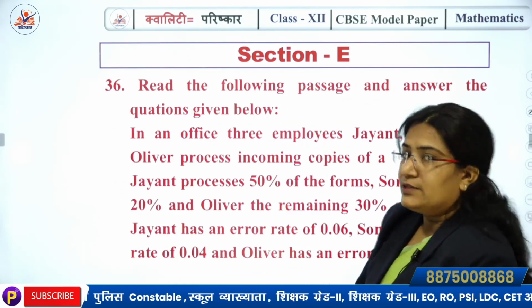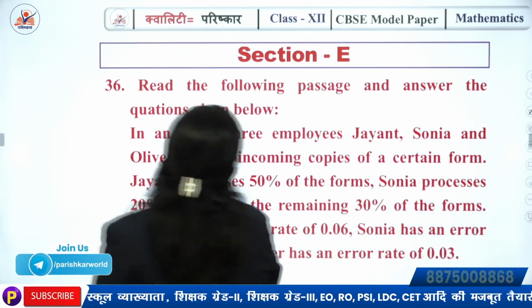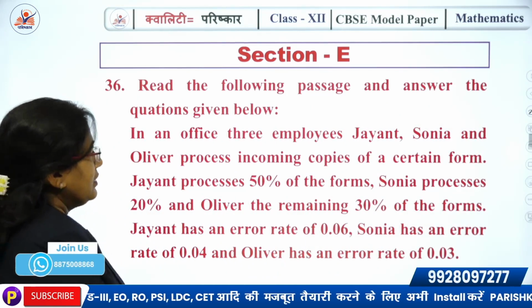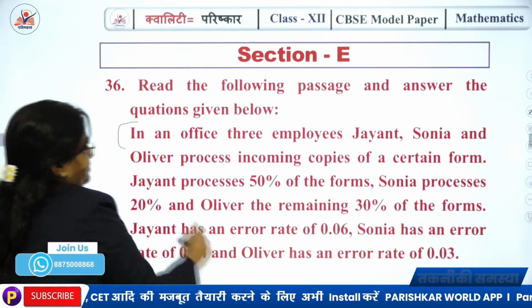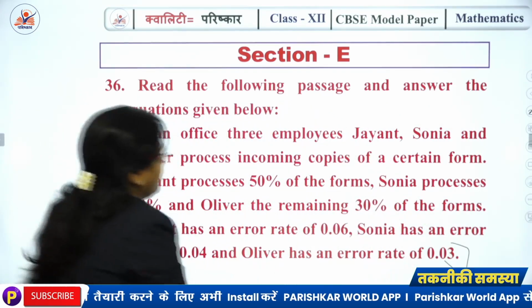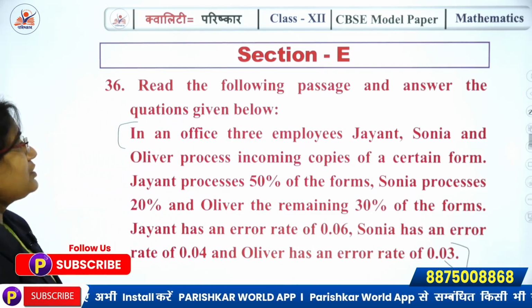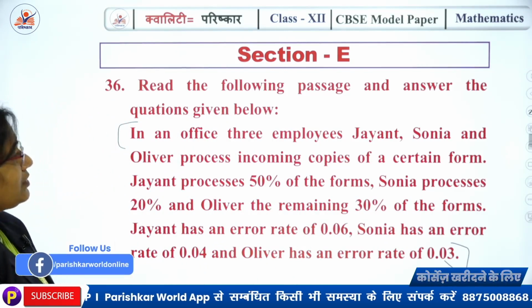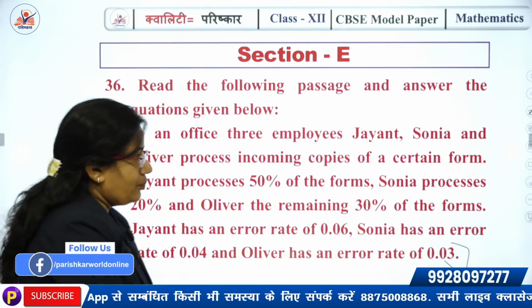Come to the question number 36. Read the following passage and answer the questions given below. There is a passage given. Read this question passage. In an office, 3 employees, Jayant, Sonia and Oliver, process incoming copies of a certain form.